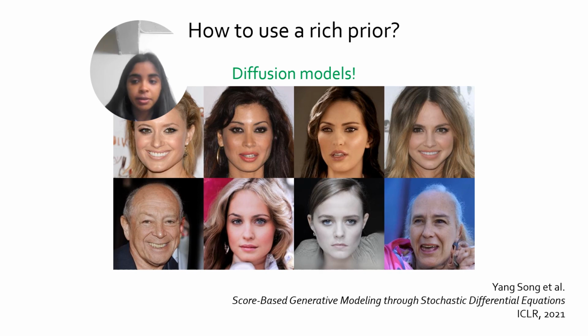For a more sophisticated prior, we can turn to diffusion models. Diffusion models have become state-of-the-art image generators, for example, generating high-quality and convincing images of celebrity faces. What if we could leverage the prior inside a diffusion model for image reconstruction?